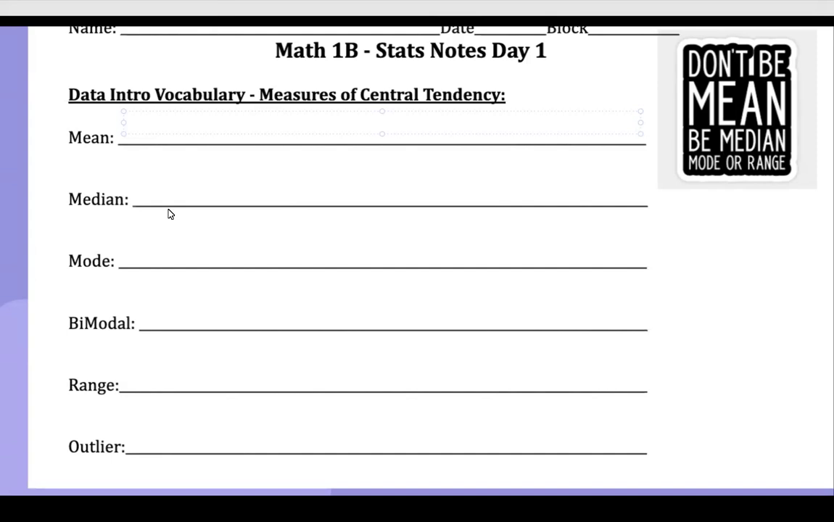So let's start with the mean. Okay, so if you notice at the bottom, you're going to get a list of numbers. And so we're going to take these data and we're going to calculate things. So the first thing we'll calculate is the mean.